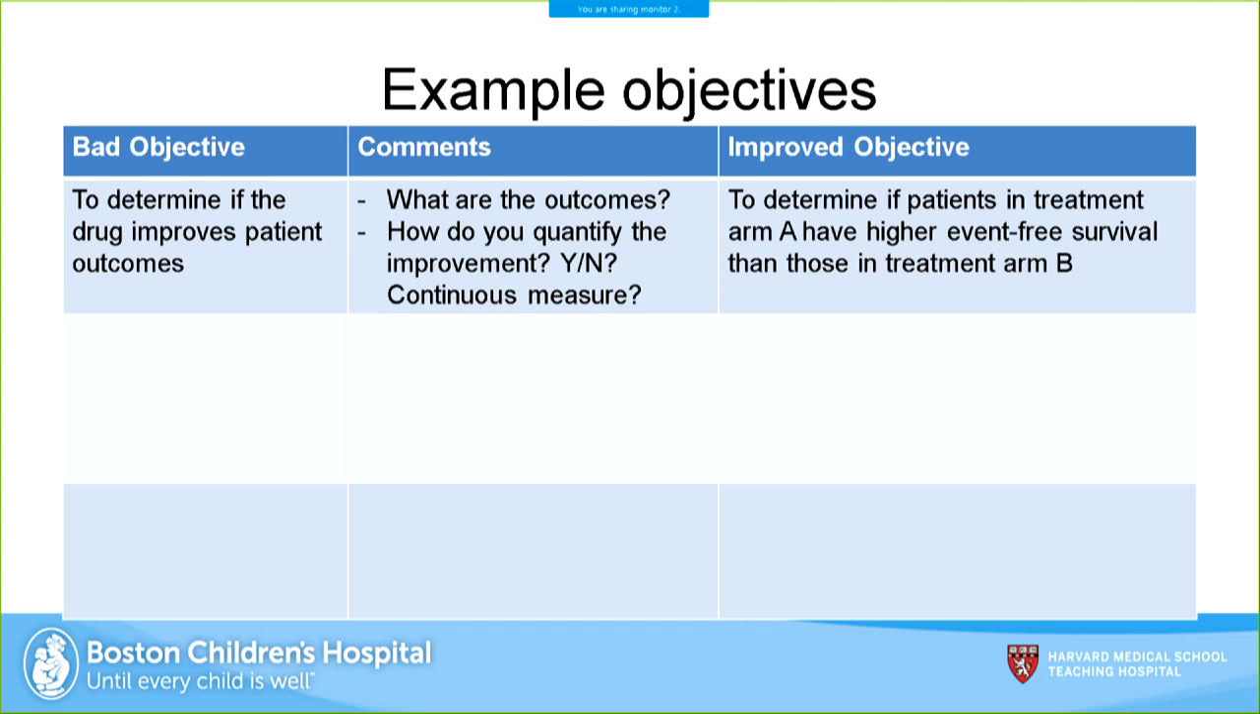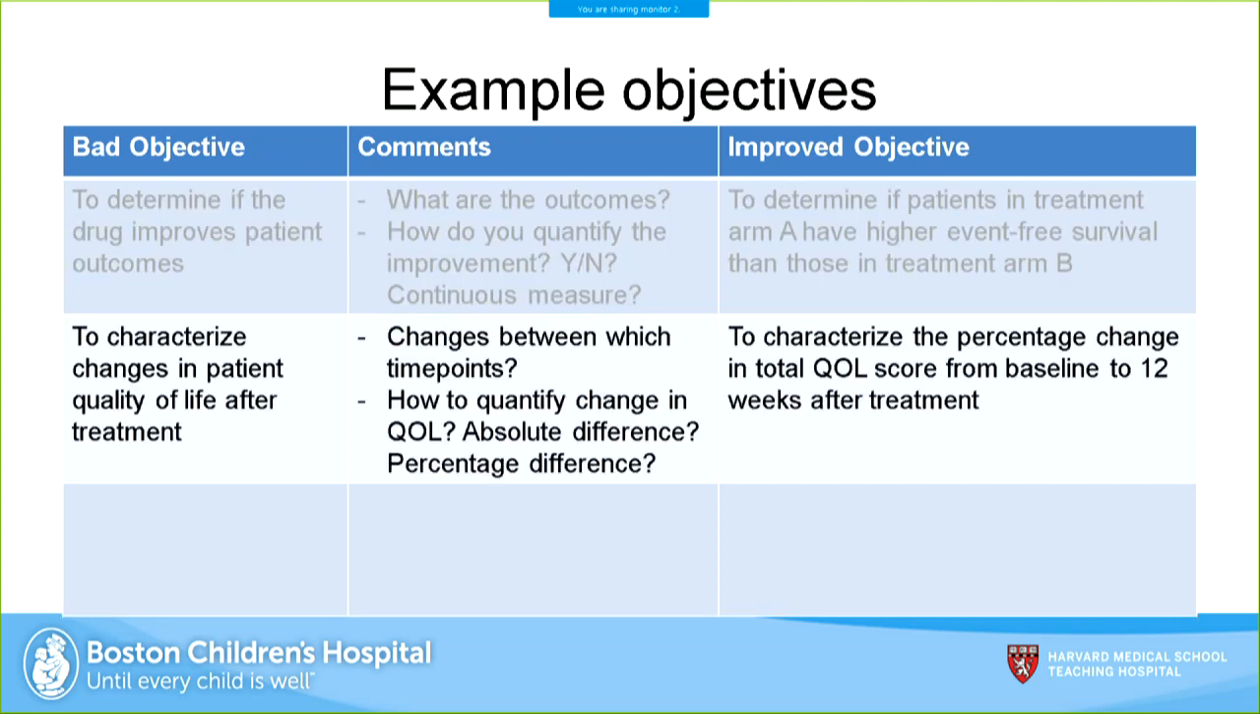So, an improvement to this objective could be to determine if patients in treatment arm A have a higher event-free survival than those in treatment arm B. So, event-free survival is that outcome that we're going to be comparing between the treatment arms.